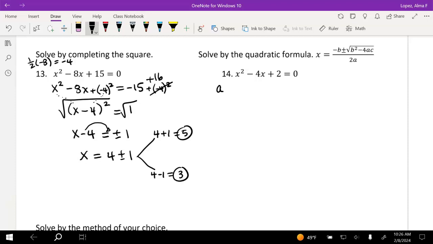Then identify your a, b, and c. A is 1, the number immediately preceding the squared term. B is negative 4, the number immediately preceding the x term. And C is our constant, 2. If either B or C are missing, they are 0.